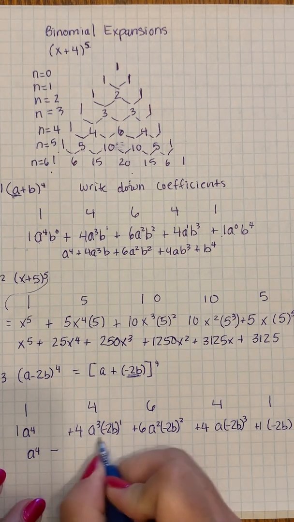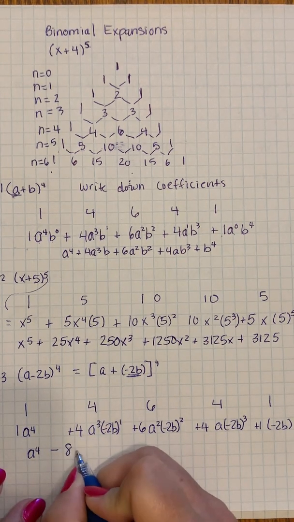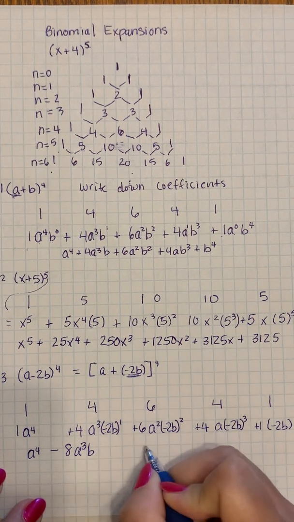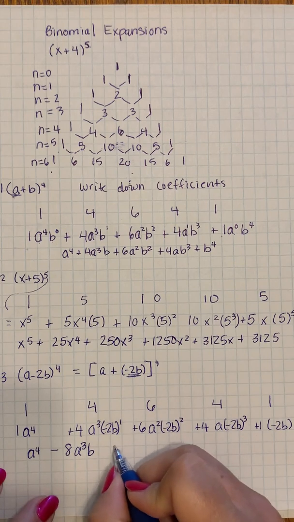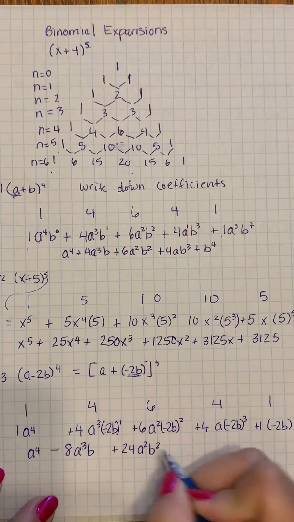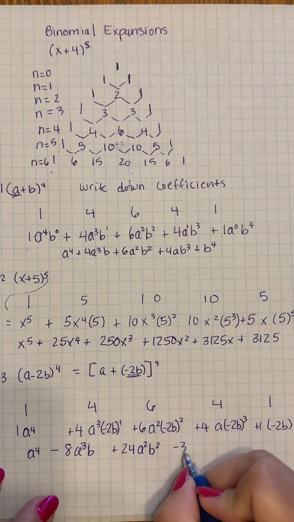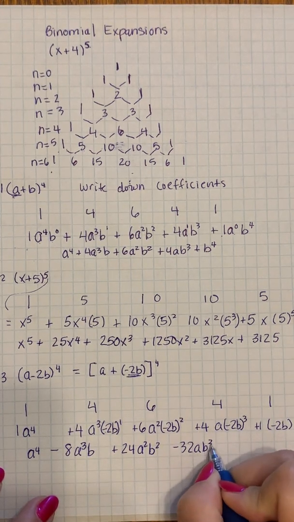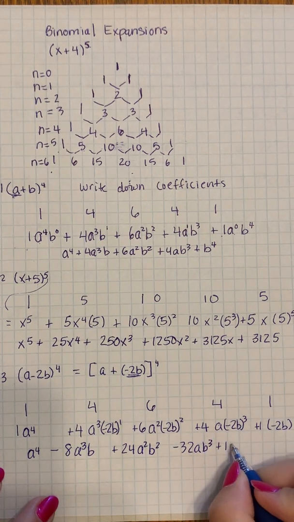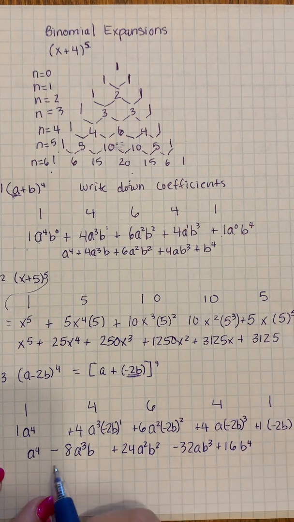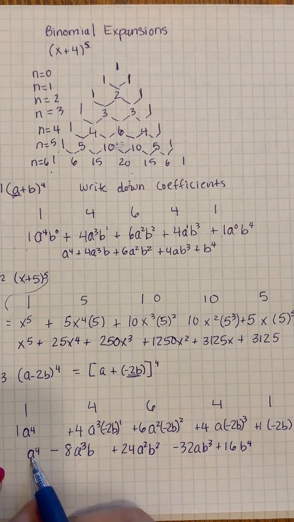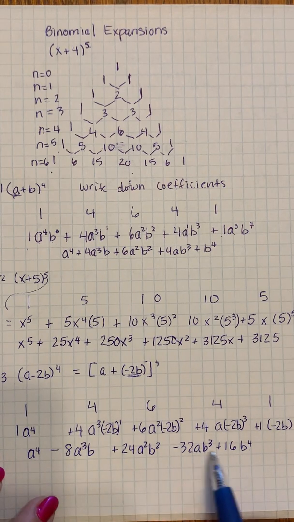This one's going to be minus 8a cubed b. This one is going to be plus 24a squared b squared. This one is going to be minus 32a b cubed. So this is just simplifying. And this one is going to be plus 16b to the 4th. And you'll notice it goes no b's, 1b, 2b's, 3b's, 4b's. A to the 4th, a cubed, a squared, a to the 1st, no a's.